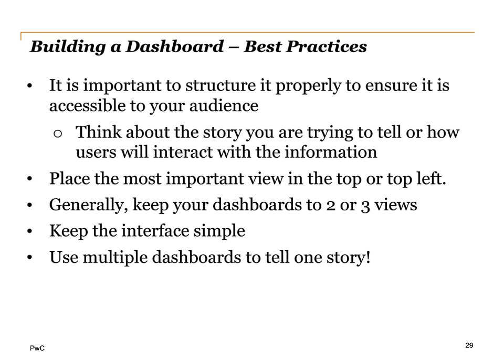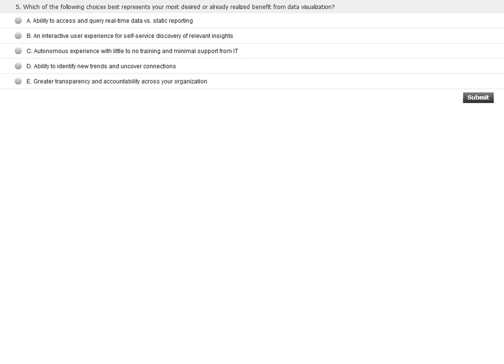Typically, as a general rule, you place the most important information at the top or left, and people a lot of times go from, just like you read a page in a book, from top left down. You want to try and keep the interface simple, and you can use multiple dashboards like we were doing today to tell one story. The way they can filter off each other really is where a lot of the power is.